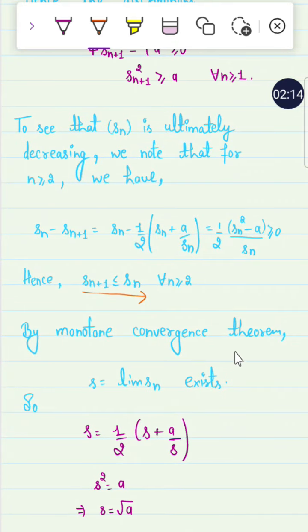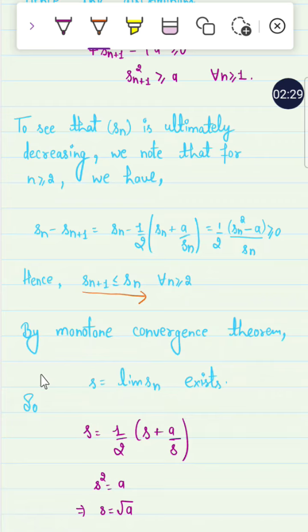But by the monotone convergence theorem, if it is bounded below by root a and it is a monotonic decreasing sequence, then this implies that the limit of this sequence exists and it is convergent.